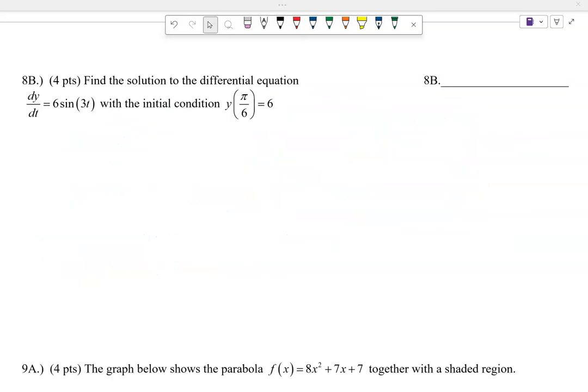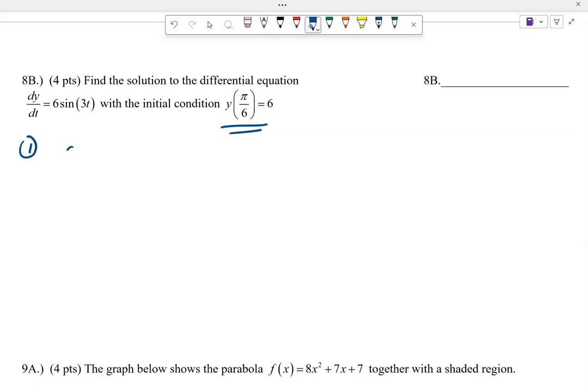You guys have done initial value problems before. This is just kind of worded a little funny. It's got, find the solution to the differential equation. In other words, they're giving you the derivative, right? So you got the dy dt, and they want you to go back and find that initial function given this initial condition. So given y of pi/6 equals 6, if you have this derivative here, right?